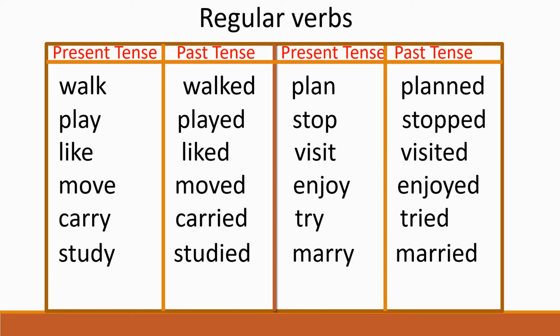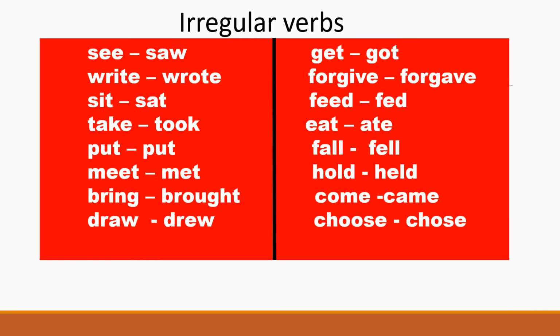Plan is a present tense. So, the past tense of plan is planned. Correct? Now, stop, stopped. Visit, visited. Enjoy, enjoyed. Try, tried. Marry, married. So, student, we have seen that in past tense we have used ed at the end in regular verbs. Understood, student? Now, student, let's see what irregular verbs are.